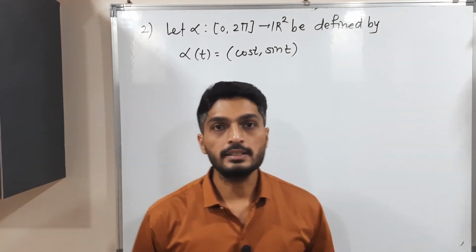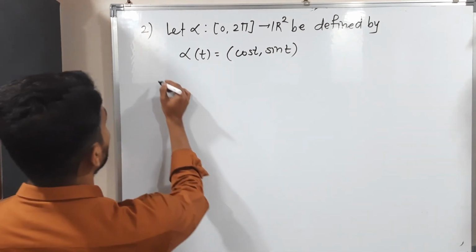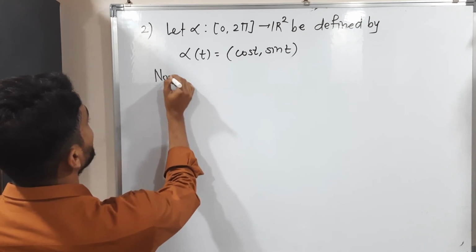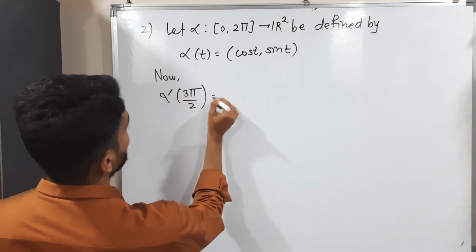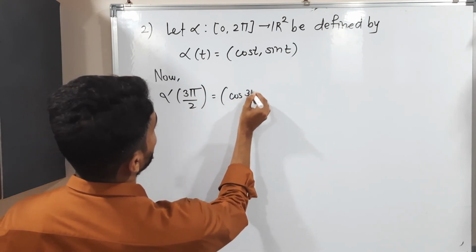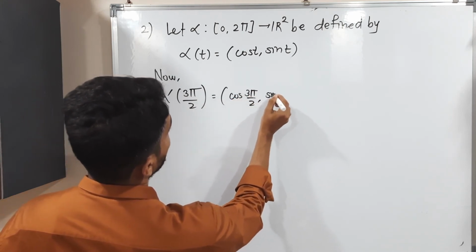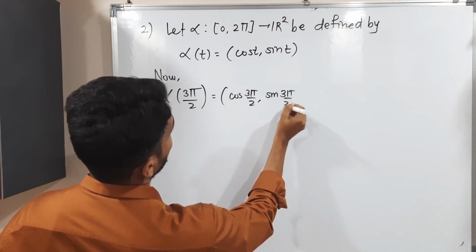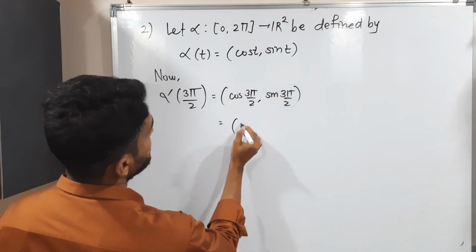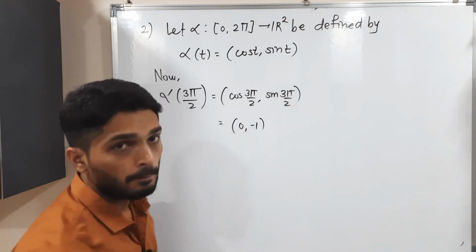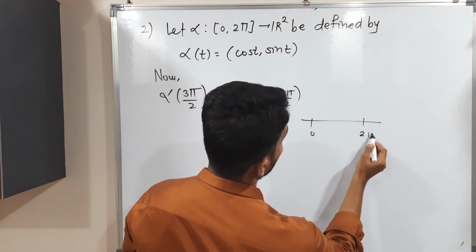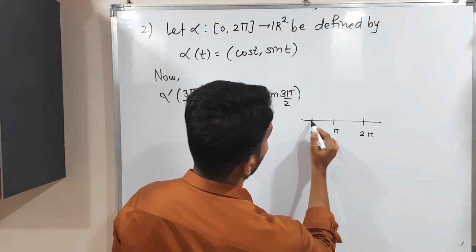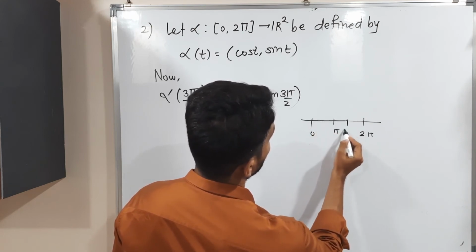Let us consider t equal to 3 pi by 2 now. So alpha of 3 pi by 2. Simply we have to follow the same definition. It is cos 3 pi by 2 and sin 3 pi by 2. Cos 3 pi by 2 is 0, sin 3 pi by 2 is minus 1. So in 0 to 2 pi, here is pi, and now we have covered a distance of 3 pi by 2.